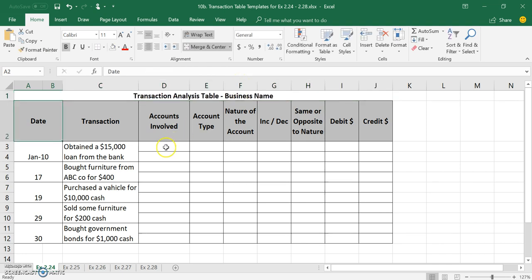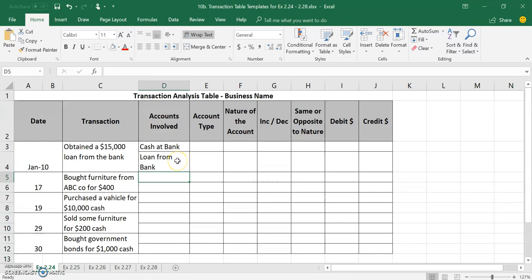Okay, all right, so now I'm going down to have a look at the different transactions and looking at the accounts involved. Okay, so if I obtained a $15,000 loan from the bank, okay, I'm getting some cash as a result of that. So cash at bank is going to be impacted. Okay, and obviously I'm getting that cash through a loan. So I have a loan. And in this case, I don't actually have a name for the bank, but I might include that as a, you know, if it was ABC Bank or whatever it is, I might actually include that there as well.